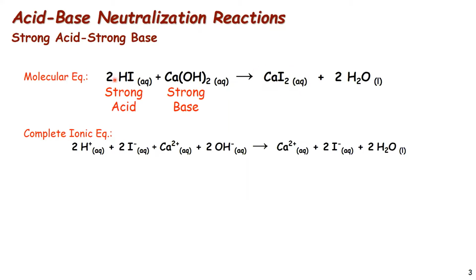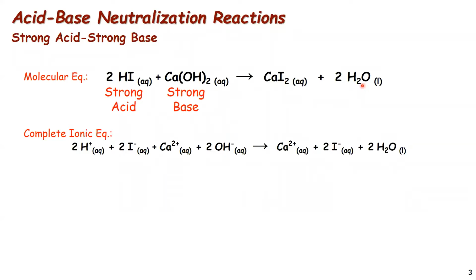And again, we dissociate our strong electrolytes. So this is going to be H plus and I minus. Now there's 2 of them, so we have to account for the 2. This is a strong electrolyte, so it's going to be the 1 calcium 2 plus ion, and then the 2 hydroxide ions. And since this is a strong electrolyte, a soluble salt, it's going to dissociate into the calcium 2 plus, and then the iodide's group 7, so it's going to be I minus, and there's 2 of them, so it's going to be the 2 I minus.